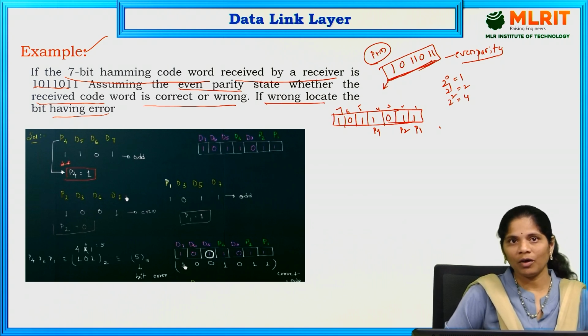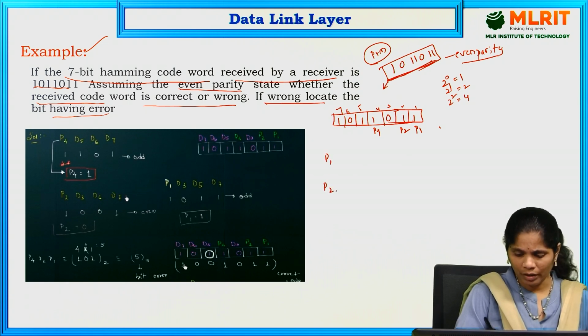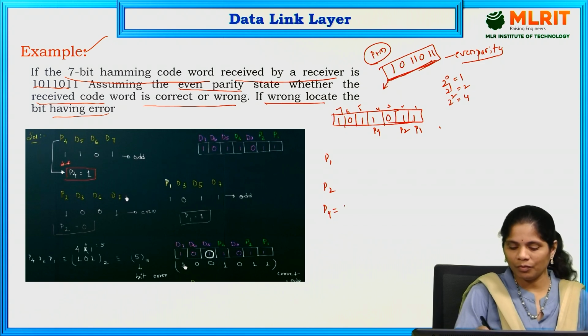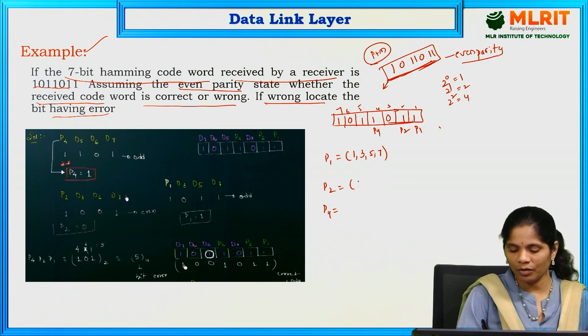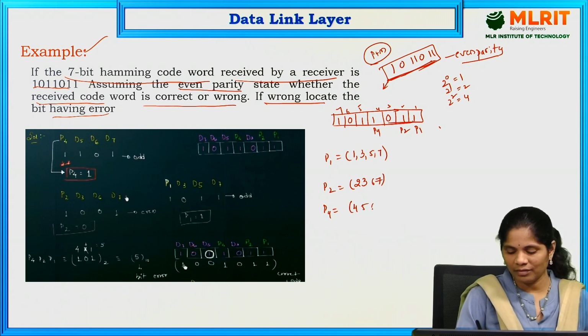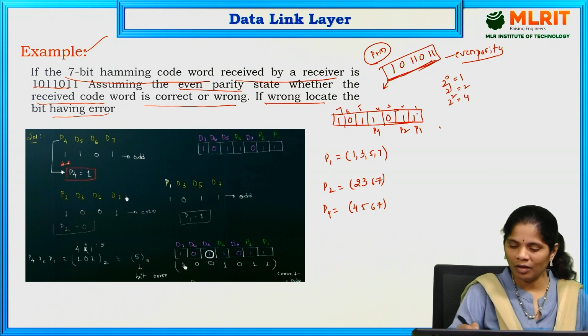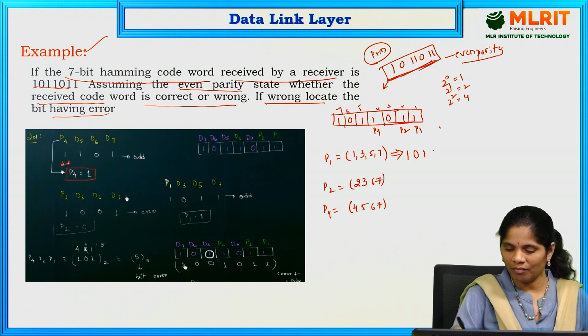For that, from these bits we again have to find P1, P2 and P4. For finding P1, we check 1, skip 1: positions 1, 3, 5, 7. For P2, check 2, skip 2: positions 2, 3, then 4, 5 are skipped, then 6, 7. For P4: positions 4, 5, 6, 7. Positions 1, 3, 5, 7: 1 is 1, 3 is 0, 5 is 1, 7 is 1. So, how many ones are there in total? Checking even parity, the number of ones is odd, so P1 equals 1.